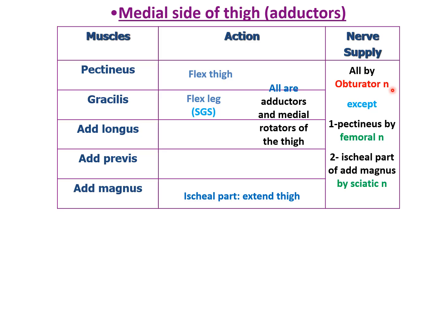All these muscles are supplied by the obturator nerve, except you have two exceptions here. Pectineus by the femoral nerve, as it has the action of the anterior compartment, and the ischial part of adductor magnus by the sciatic nerve, as it has some action of the hamstring or the posterior compartment in extension of the thigh.